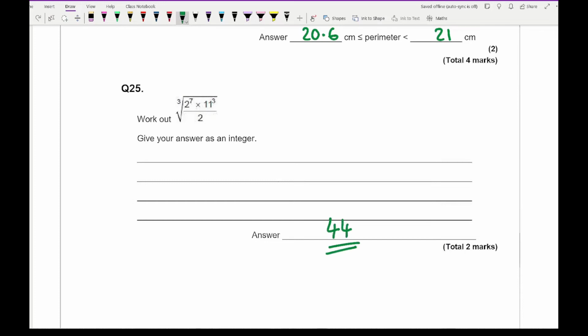Now you would probably get 2 marks for that, but again, if you want to show some working out, you could break that up.